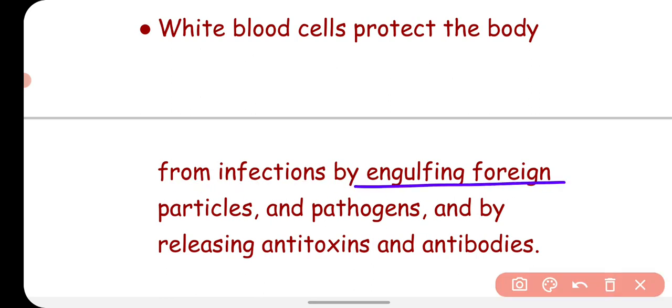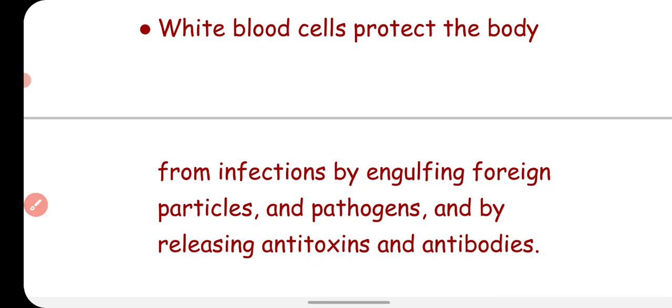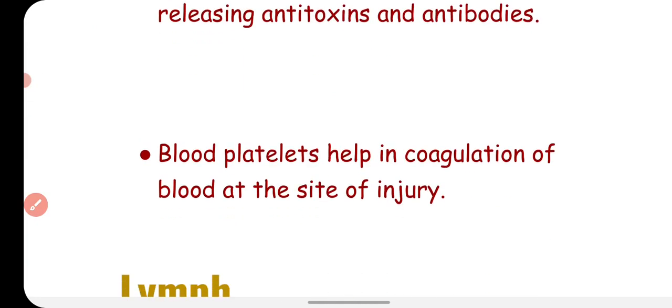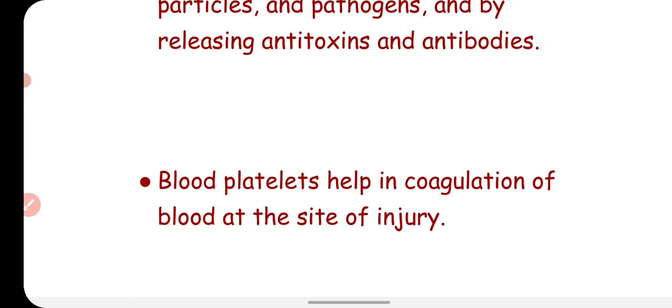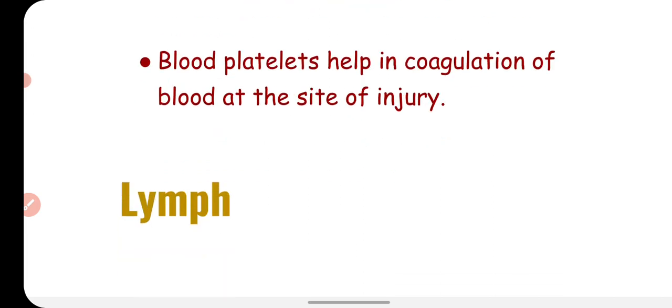So they engulf the foreign particles. Whenever any harmful foreign particles enter our body, the white blood cells engulf and kill them. So it protects us from pathogens and harmful foreign particles. And they also produce antitoxins and antibodies to save our body from harmful pathogens. Blood platelets help in coagulation of blood at the site of injury. Platelets are responsible for stopping the bleeding by blood coagulation. So it is also very important.